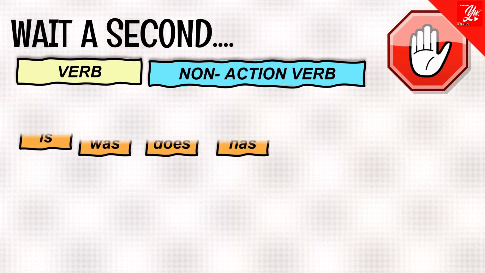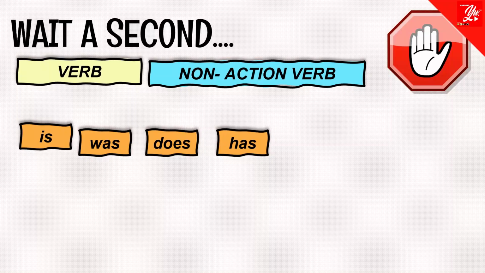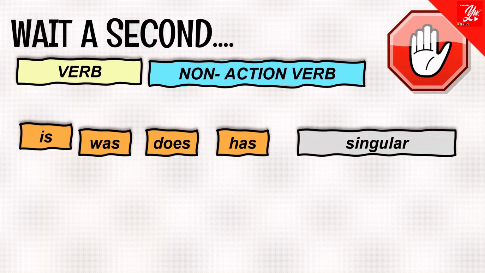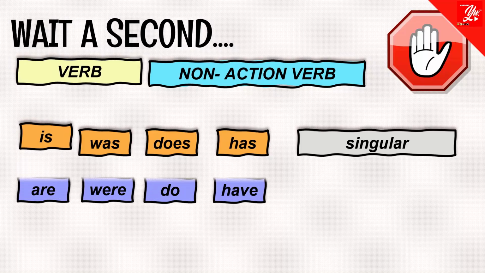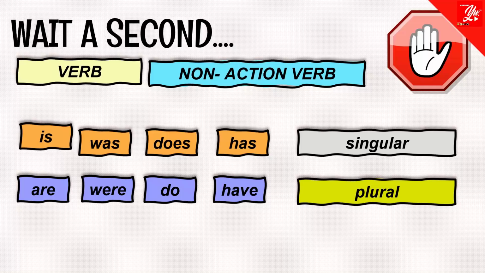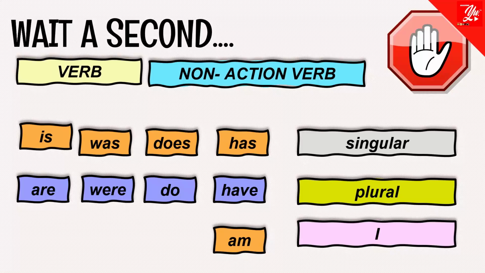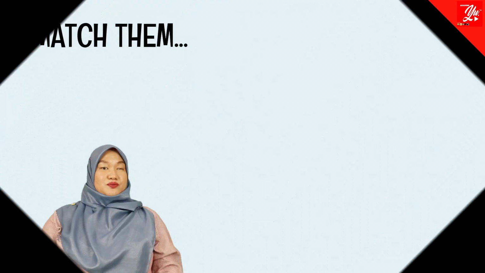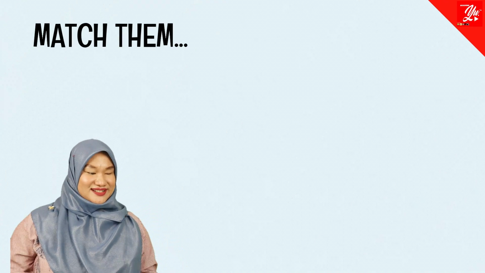So the non-action verbs are like this: is, was, does, has, which are the singular non-action verbs. And then are, were, do, and have, which are the plural non-action verbs. And am, which is only used for I. Alright, now let's do more exercises to help us understand subject plus verb agreement better, yeah?